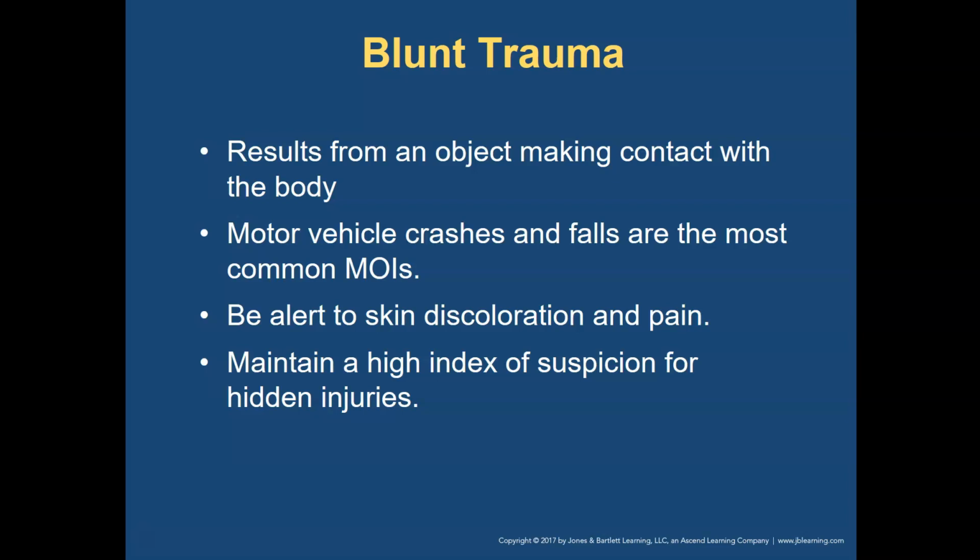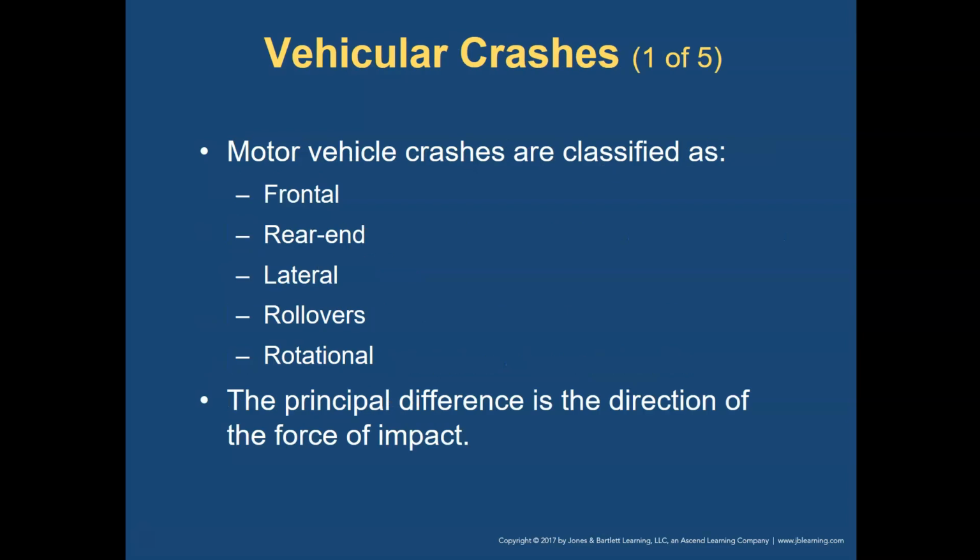Blunt trauma results from an object making contact with the body. So motor vehicle crashes, falls, those are some of the more common MOIs. One of the things we want to think about is we need to be alert to skin discoloration and pain also. These could be the only signs of blunt trauma that we might see. So with some of these, we might have a high index of suspicion for hidden injuries, that they might have some internal injuries, even though we're not seeing them externally.